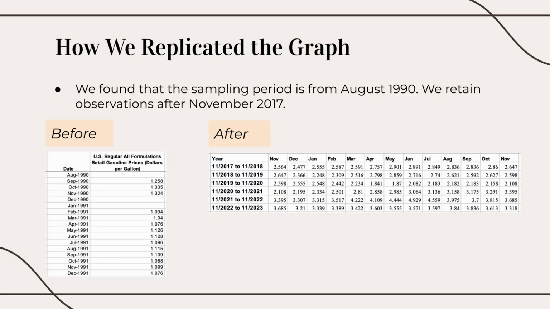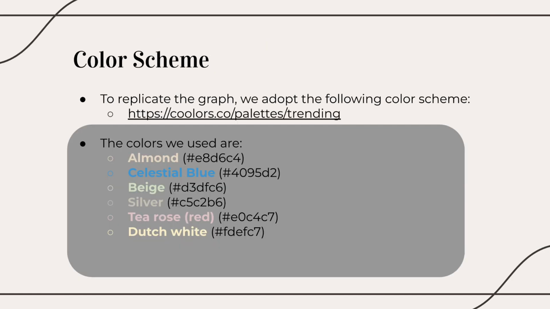After downloading the data, we found that the original datasets only contained two variables, date and US regular all formulation retail gasoline prices, and the sampling period is from August 1990s. To replicate the graph, we transformed the variables into period of year and months and retained observations after November 2017. The colors we use to draw the graph are almond, celestial blue, beige, silver, tea rose, and Dutch white.